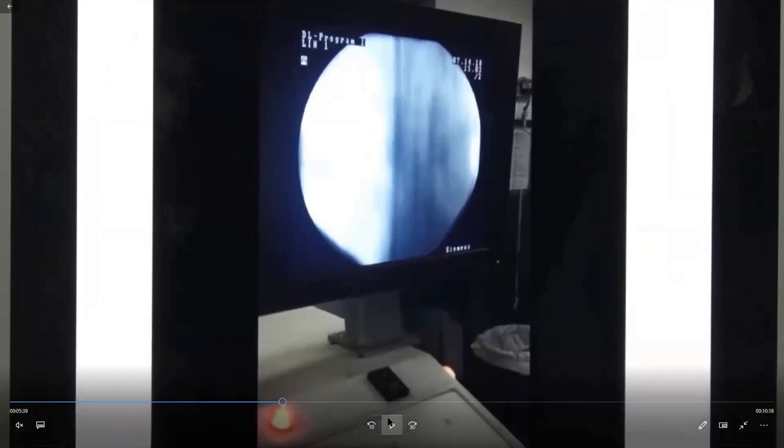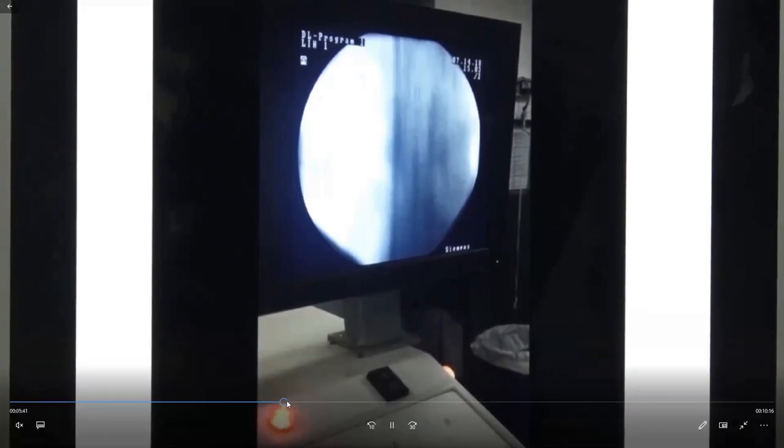We check the position on the fluoroscope. On fluoroscope, the catheter tip has to be in the middle of the right atrium. How do you decide that? It has to be two and a half vertebrae below the carina. On fluoroscope, you can see the vertebrae, you can see the trachea. So 2.5 vertebrae below the carina is the middle of the right atrium, and that is where the tip of the catheter has to be.